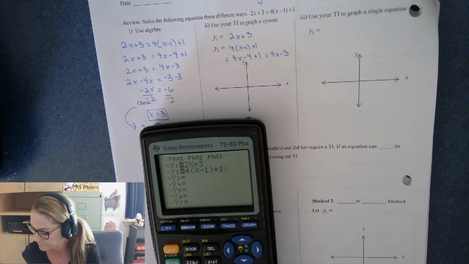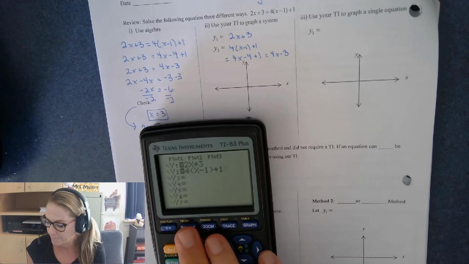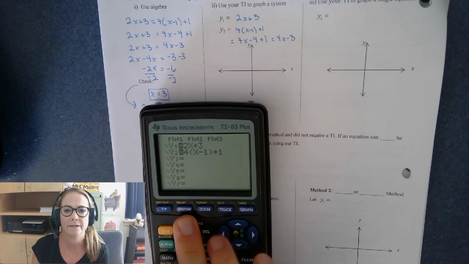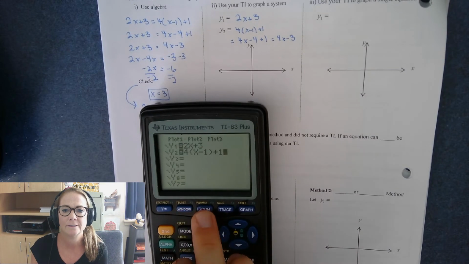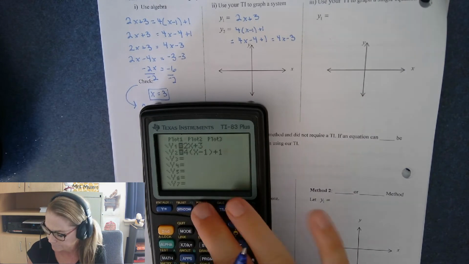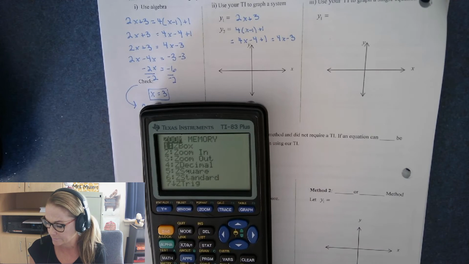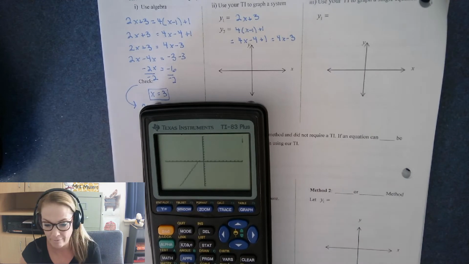All right, looking good there. So I just picked up my calculator, so I don't know what window I'm at, so I'm going to do a zoom 6, which gives me a standard grid, which is just negative 10 to 10 and negative 10 to 10. So I'm going to do zoom 6, which means standard. And we're going to graph these.